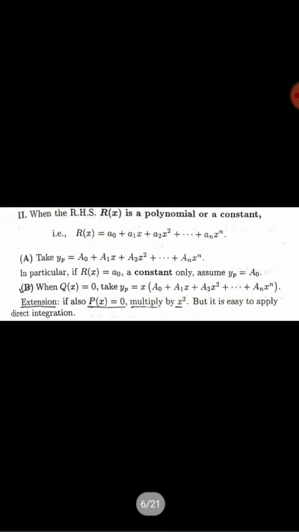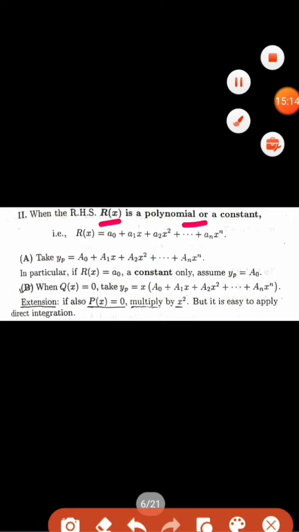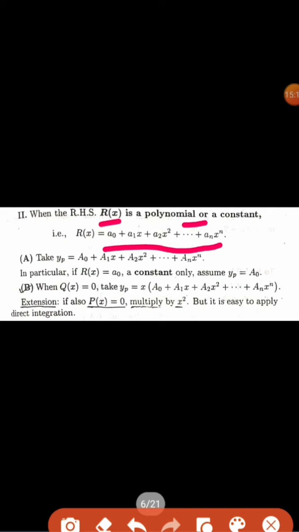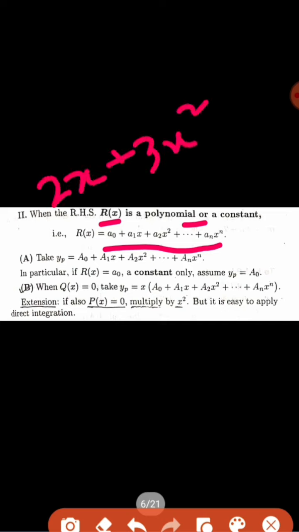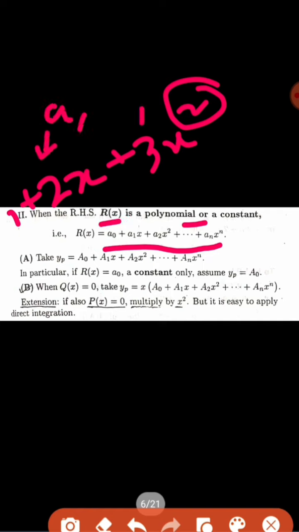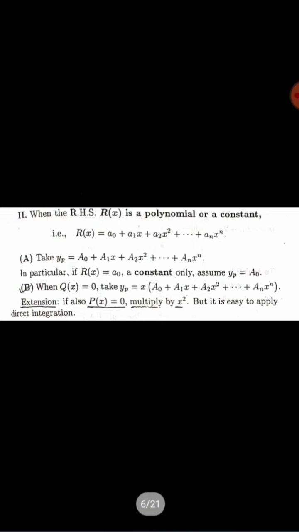Now, if on the right hand side there is a polynomial function like this, a0 plus a1x plus a2x square plus dot dot a n x to the power n, let us take a sum like 2x plus 3x square. Okay, this is a polynomial of degree 2. Here there is no constant, so a0 equals 0, a1 equals 2, and a2 equals 3.